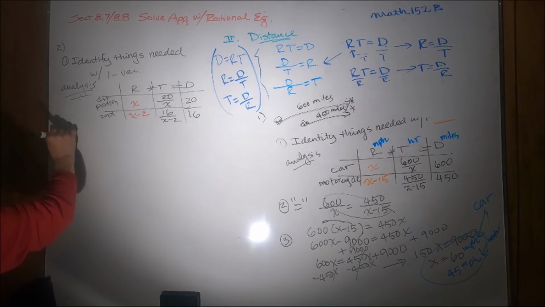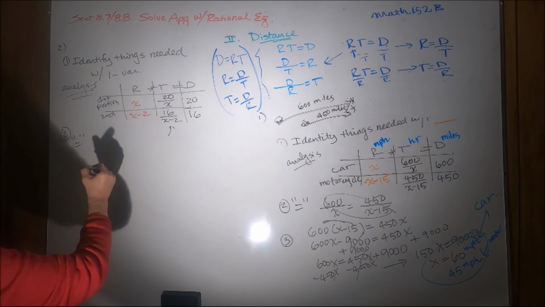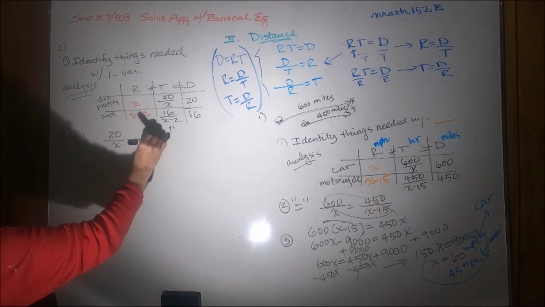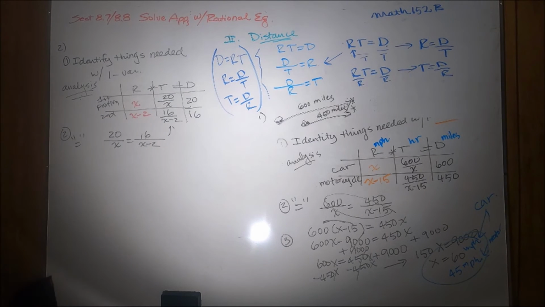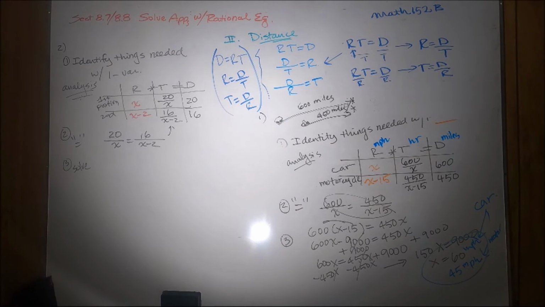That's the first step. Second step, we say write the equation. So it says they take the same time, right? Let's see. Each portion of the workout took the same time. So you know the times are the same. So you have 20 over X equals 16 over X minus 2, right? Then third step, you will solve it. Solve the proportion. Can we use the shortcut?